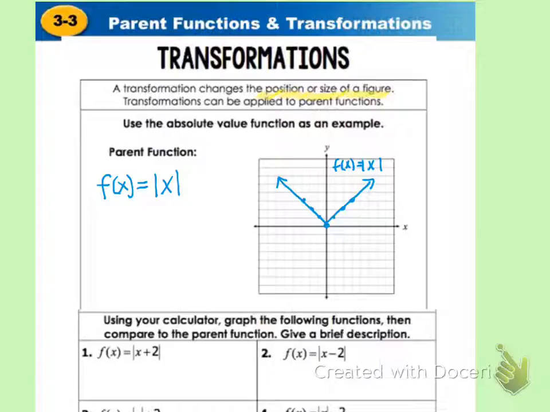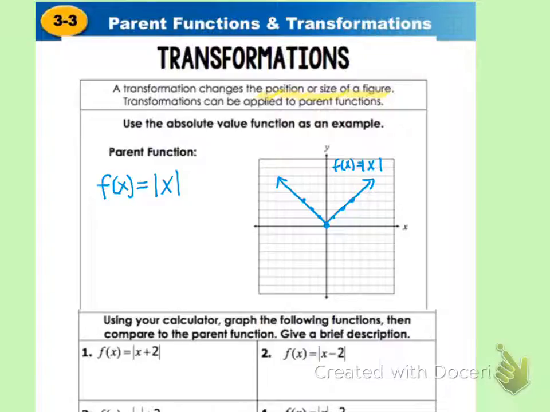So what we're going to do is use our graphing calculator to graph these new functions, these functions that have had something done to them, and compare them to the original parent function and see if we can give a brief description of the transformation, or change of position or size, that is happening to the parent function. So for instance, number 1, the function is the absolute value of x plus 2.